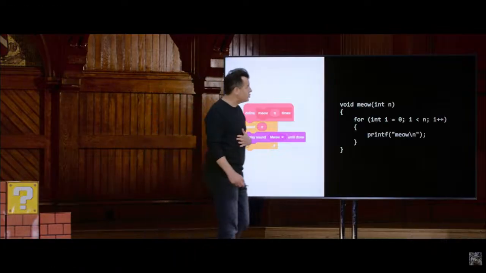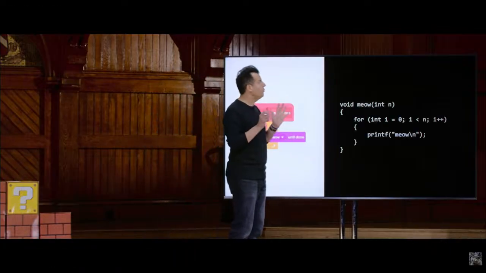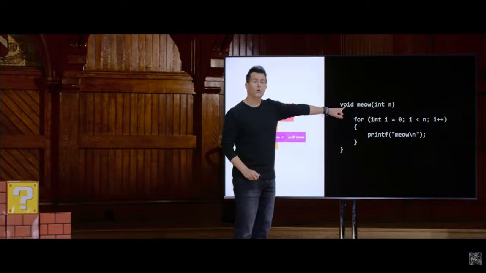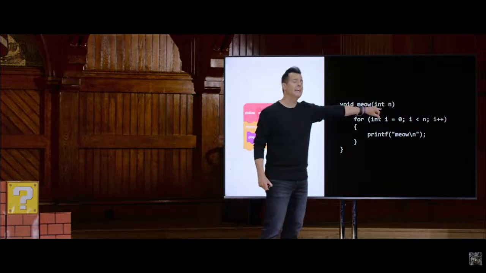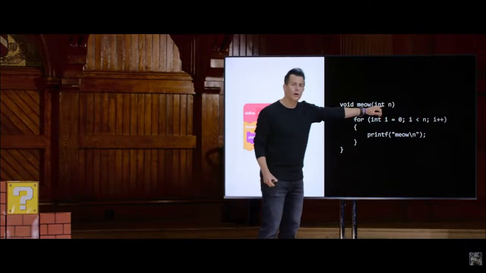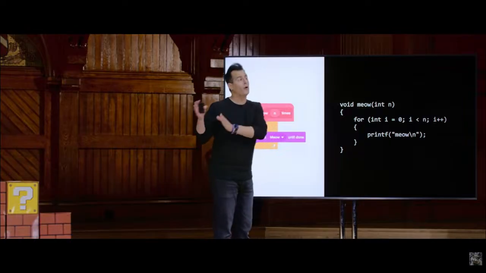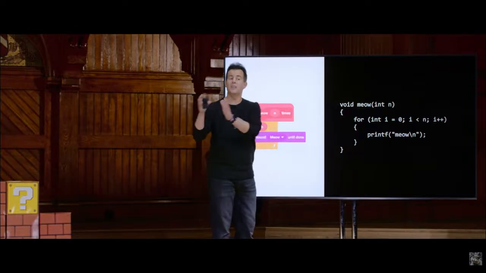Well, in C, I can achieve the exact same thing, even though it's going to look a little more cryptic, but meow still returns nothing. It has an audible or visual side effect, but it doesn't return a value. But this version does take an input. And this might look a little weird, but just like before, when you create a variable in C, you specify the type and the name.